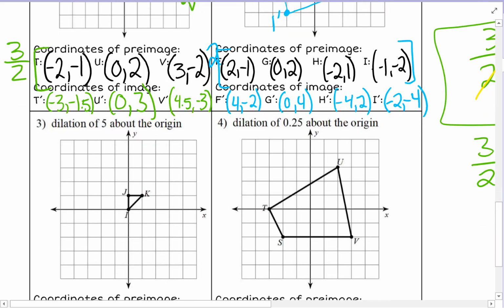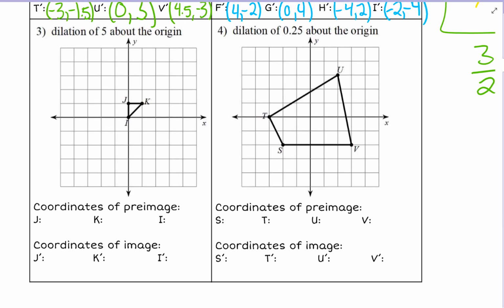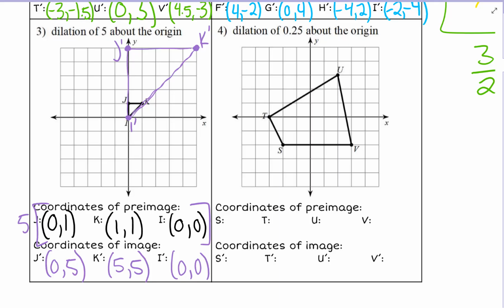Our next dilation is a factor of 5. First, we're going to write down the coordinates of the pre-image, multiply all those coordinates by 5, and then graph the image. I want you to practice this one on your own, and once you're completely done, then click continue to check your work. And there you have it.